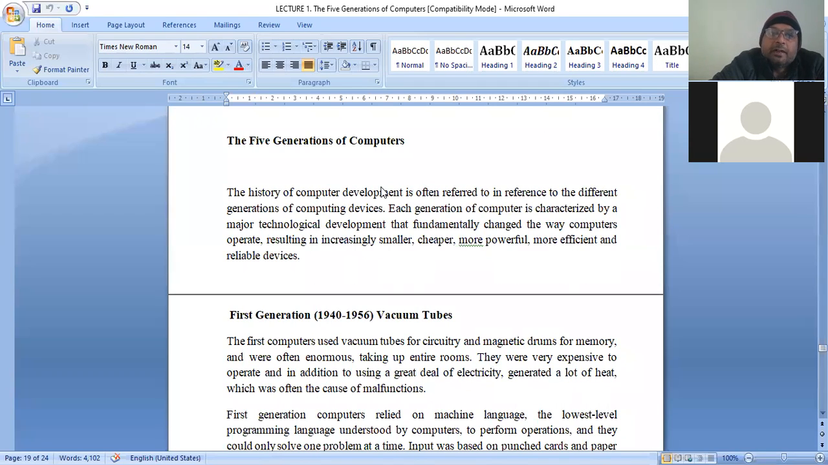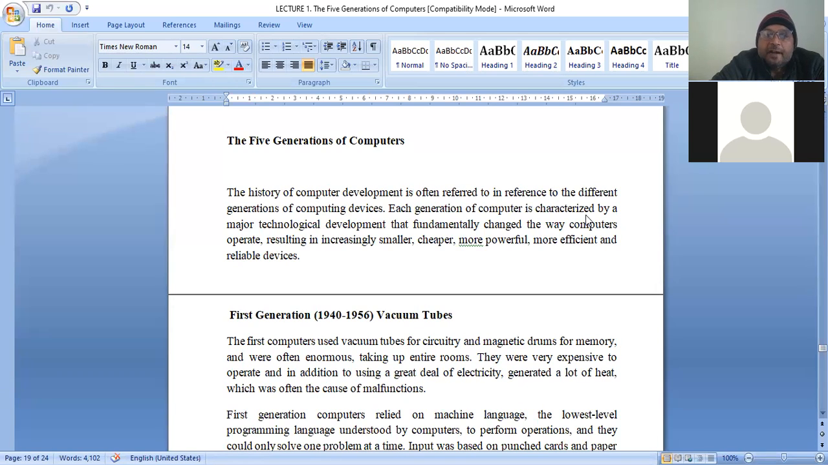So today we have to study generation of computer. There are actually 5 generations of computer. It is divided by the type of component used in it. The history of computer development refers to different generations of computing devices.